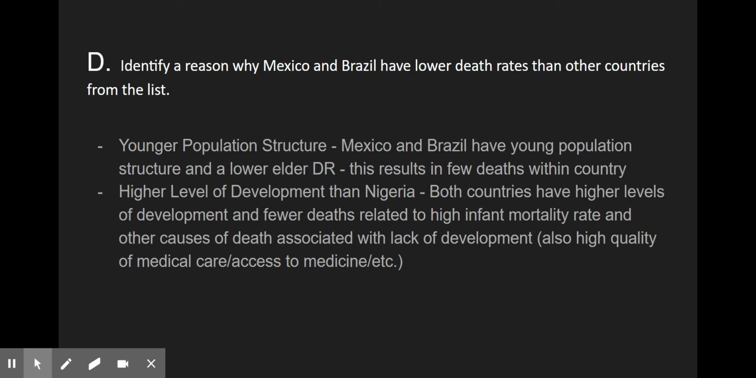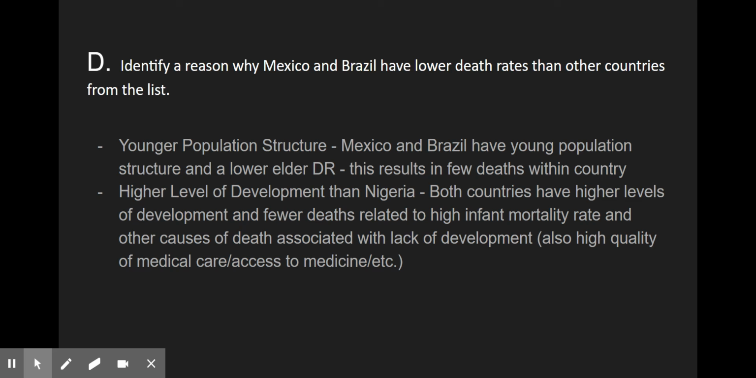and the fact that as countries age or go through kind of stage 4 and into stage 5 and have widespread aging, death rates tend to increase. So when you look at these types of countries, kind of younger stage 3 type countries, Mexico and Brazil fit into having lower death rates. And then another thing you could have done is actually compare Mexico and Brazil to Nigeria.